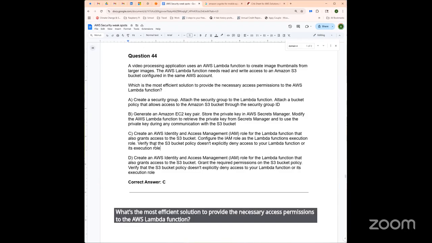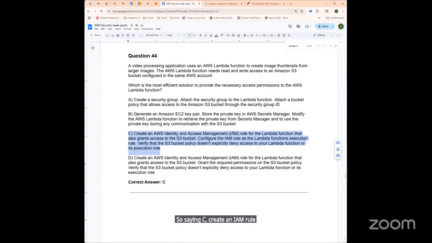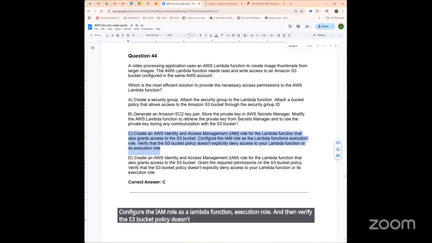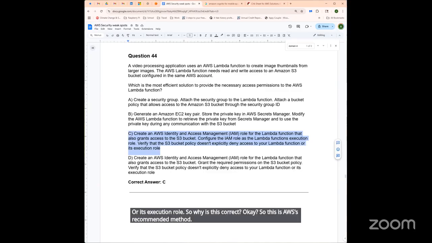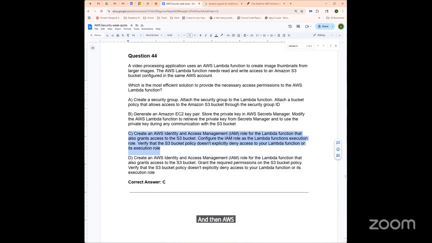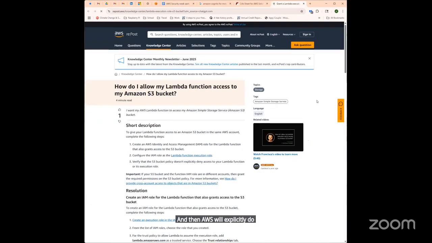So, C: create an IAM role for the Lambda function that also grants access to the bucket. Configure the IAM role as a Lambda function execution role, and verify the S3 bucket policy doesn't explicitly deny access to your Lambda function or its execution role. So why is this correct? This is AWS's recommended method, right? You get fine-grained, least privileged permissions via an IAM role that Lambda assumes at runtime.